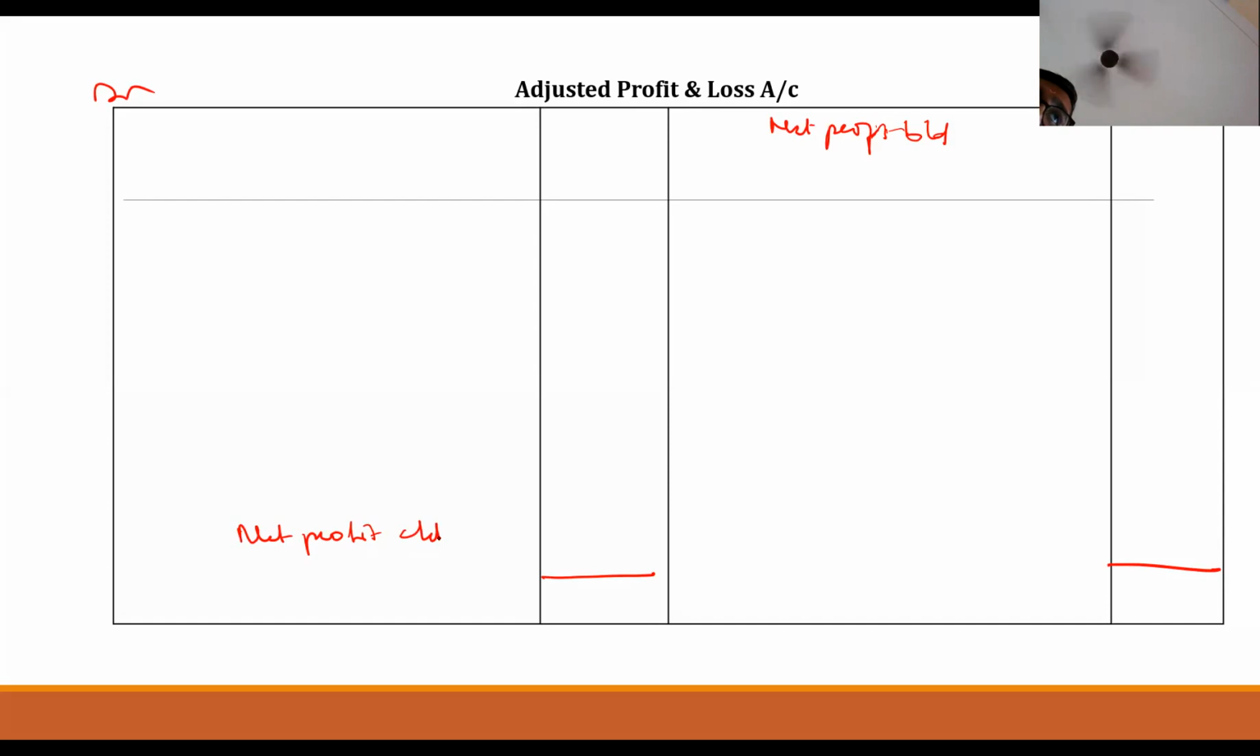When we prepared final accounts, what did we do with profit? Net profit was transferred to the capital account. Is capital an asset or a liability? Liability. Yes, the same thing that we have to do with the profit and loss account. If it is profit, the balance should start on the credit side. So now you can do that.